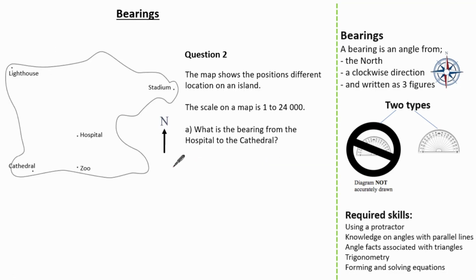Now let's have a look at a slightly harder question. Here the question states that the map shows positions of different locations on an island. The scale of the map is 1 to 24,000. The question wants us to identify the bearing from the hospital to the cathedral. Just like before, the question does not state diagram not drawn accurately. Therefore, we must use a protractor to answer the question. See if you can give it a go and press pause if you need.